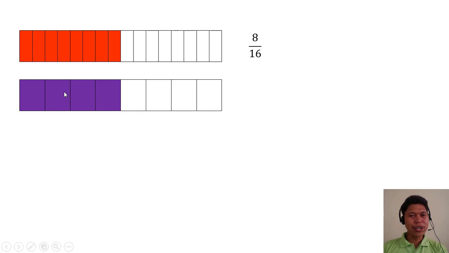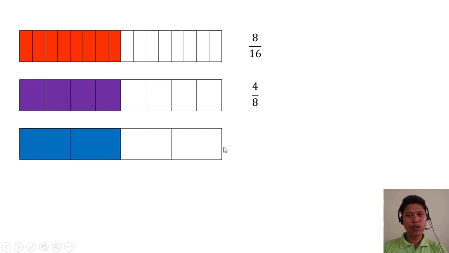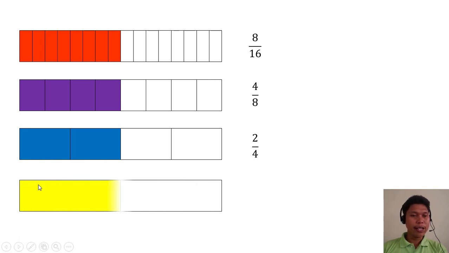Okay, another fraction. We have 1, 2, 3, 4 out of 5, 6, 7, 8. Out of 8, so 4 eighths. Another is 1, 2, 3, 4, 2 fourths. And 1 half, 1 out of 2.